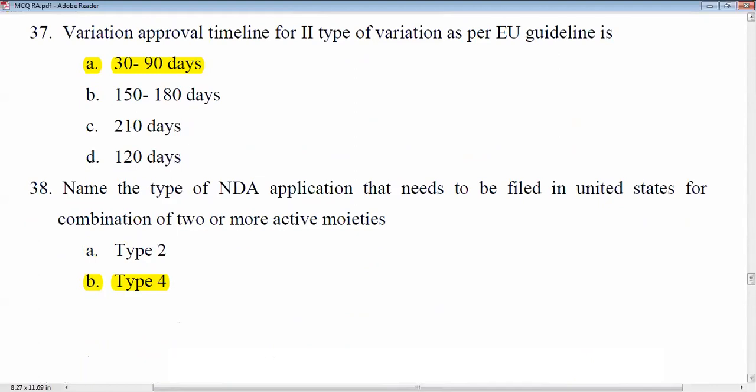Variation approval timeline for two types of variation as per European guideline is: option A is 30 to 90 days, option B is 150 to 180 days, option C is 210 days, option D is 120 days. So the correct answer is 30 to 90 days. Variation approval timeline for two types of variation as per European guideline is 30 to 90 days.